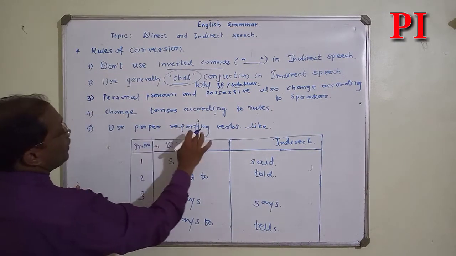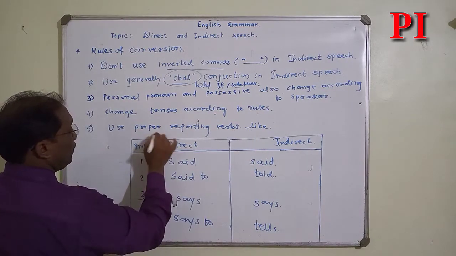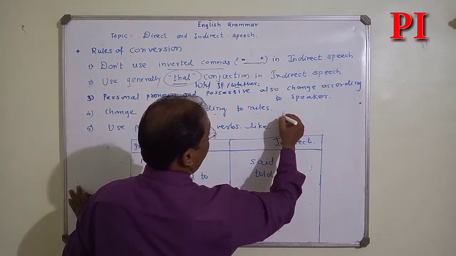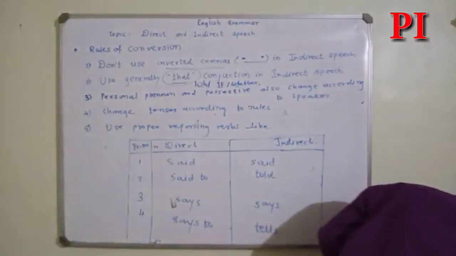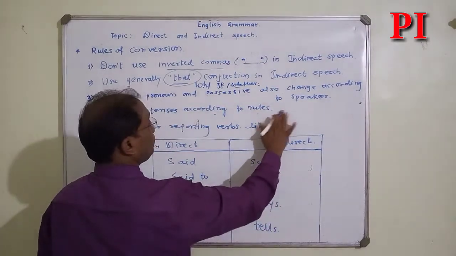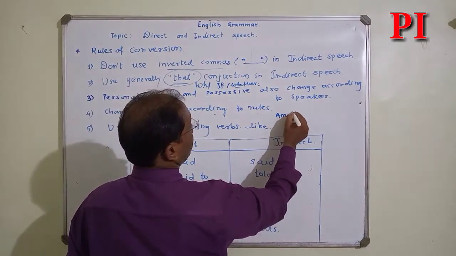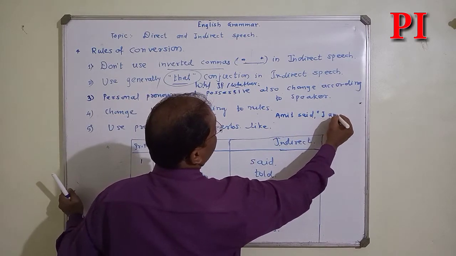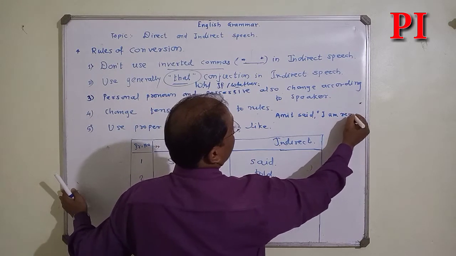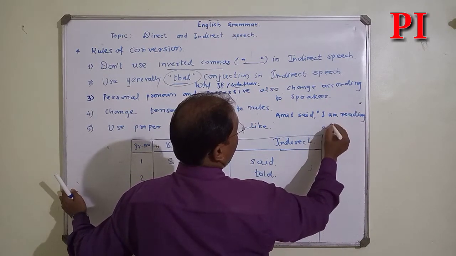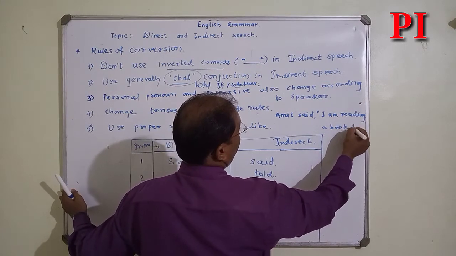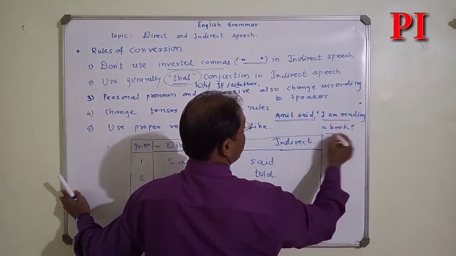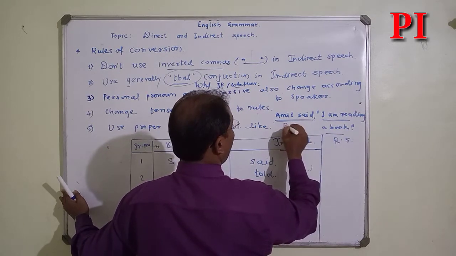Then use the proper reporting verb. Yesterday we saw reporting verb and reporting speech. Amit said, comma, double inverted commas, "I am reading a book." This is the reporting speech and this is the reporting verb.